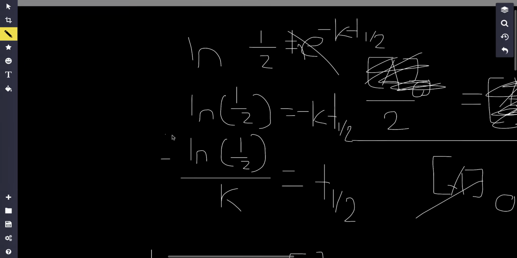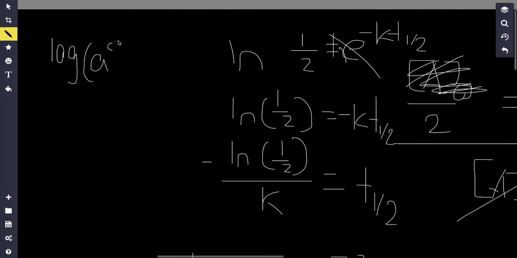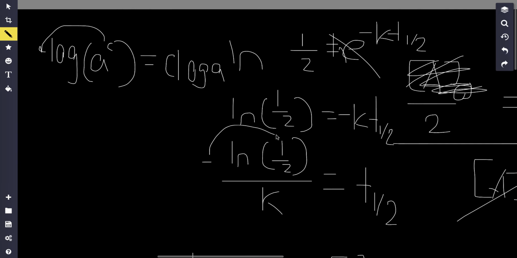Now, another exponent property that you can use is that, remember that if you have a logarithm, and let's say this is log of a to the c power, you're able to bring the exponent down. So that's equal to c times log of a. However, in this case, what we're going to do is bring this -1 up.